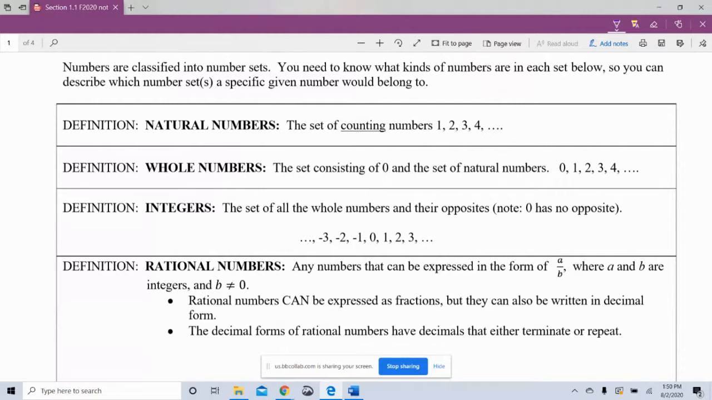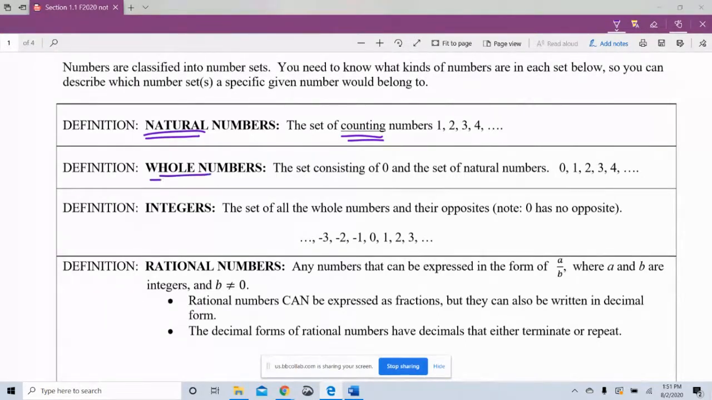So the first set of numbers is called the set of natural numbers. And you can think about the set of natural numbers as the set of counting numbers. So when a small child learns how to first count something, what number do they begin with? They begin with 1, and then they move on to 2 and 3 and 4, and so on and so forth. So that's what natural numbers are. They're actually the counting numbers.